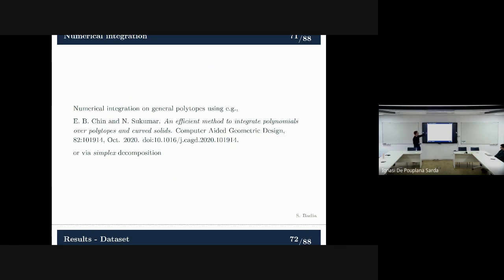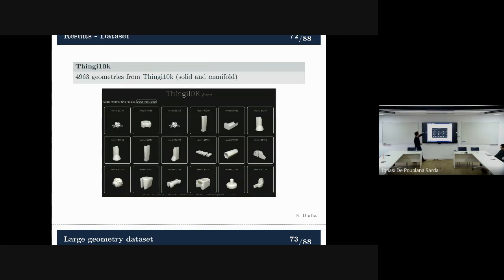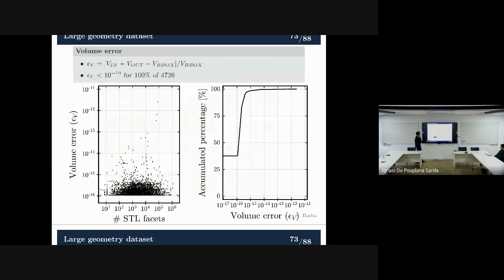I think that this is an open problem, but that's another story. And then, as I told you, we have about 5,000 geometries. When we started playing, the idea was, let's compute the volume of all of them and see which error we get. We were able to compute everything, nothing broke down for all of them, and with errors that were very, very low.